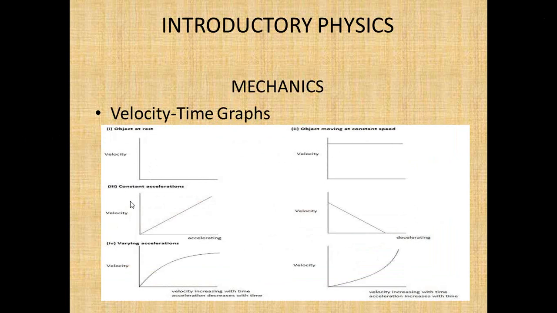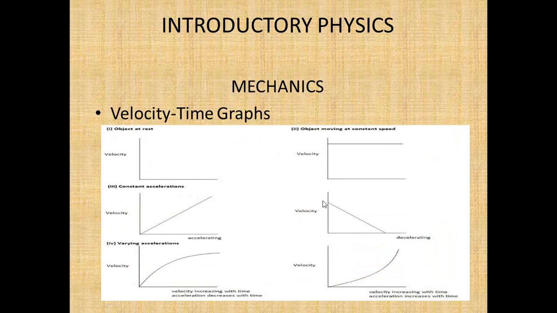And then the next scenario is constant acceleration. Velocity is on the vertical axis, time is on the horizontal, and then you get a straight line. So this is constant acceleration. Okay?